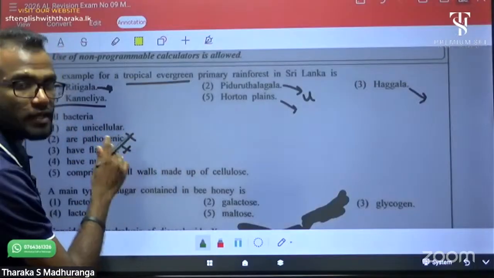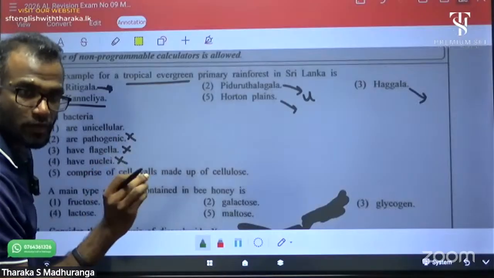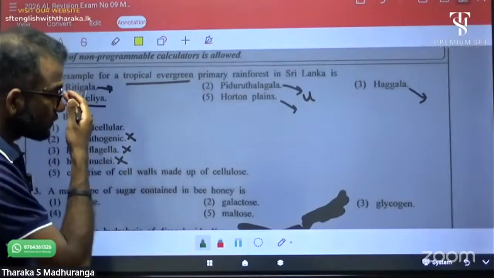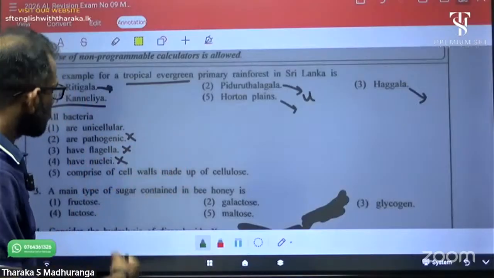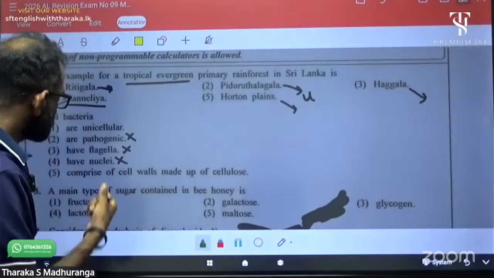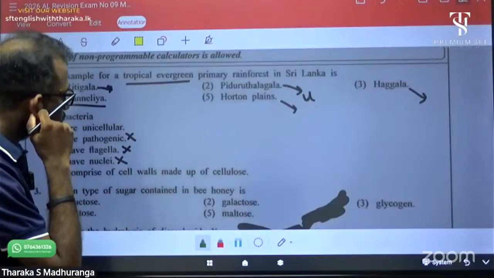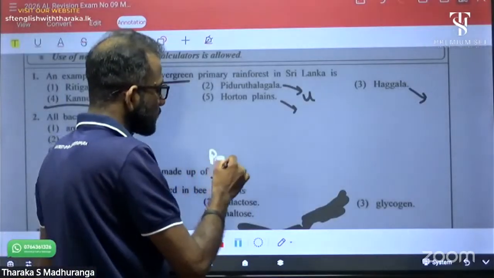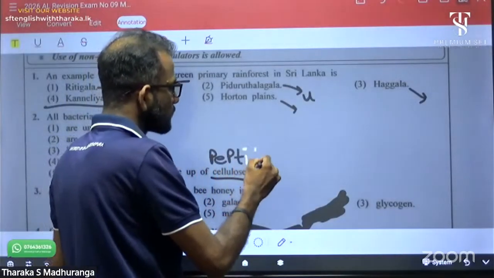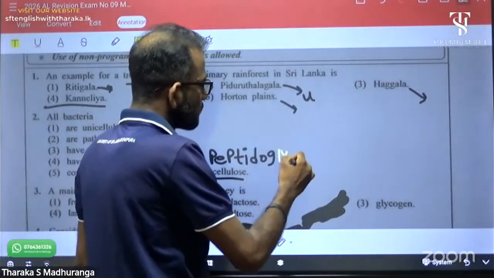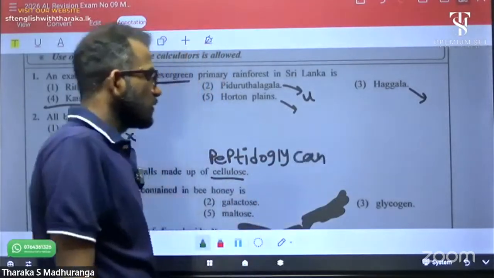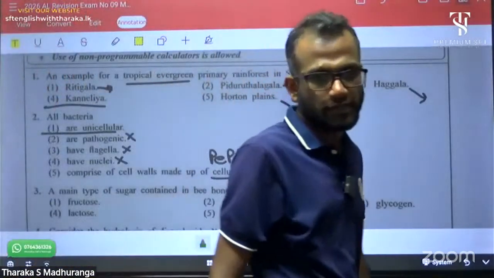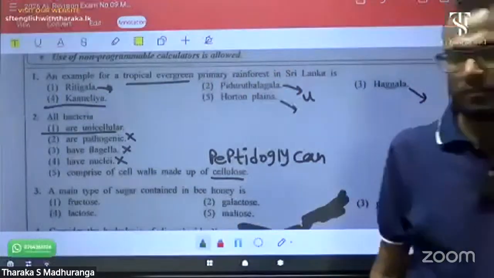Have a nucleus? No, no bacteria have a nucleus. It is only a DNA helix, DNA circles. No bacteria contain nuclei. Comprise a cell wall made up of cellulose? Not cellulose. Remember, it is peptidoglycan. Peptidoglycan. All bacteria are unicellular. It's correct. No multicellular bacteria.